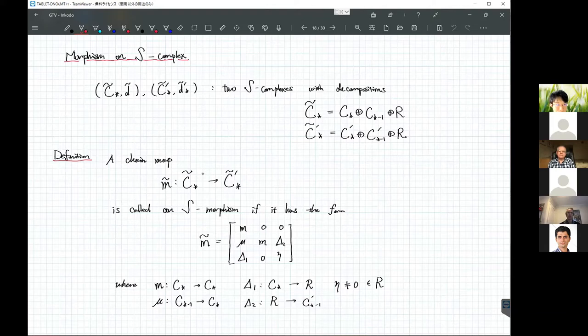And there is a notion of morphism of S complex. Let C tilde and C tilde prime be two S complexes with these decompositions. Then a chain map M tilde is called an S morphism if it has the form like this, where each component is given like this.